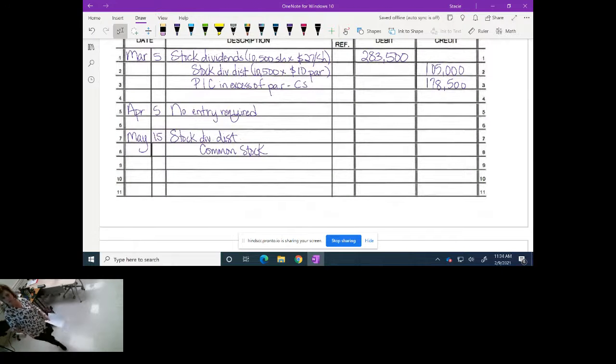Then for May 15th, we'll just take that liability and remove it and then show that the shares of stock were issued. That make sense? Yes. Really? Good. I figured it would make it confusing, but it probably will after it gets cold.